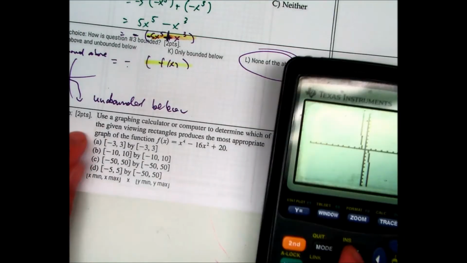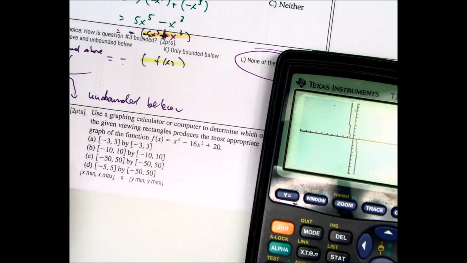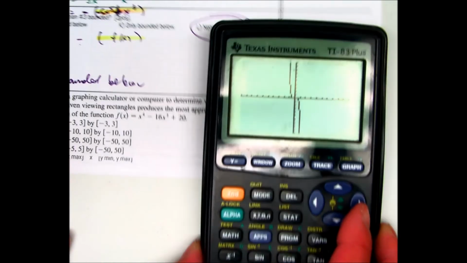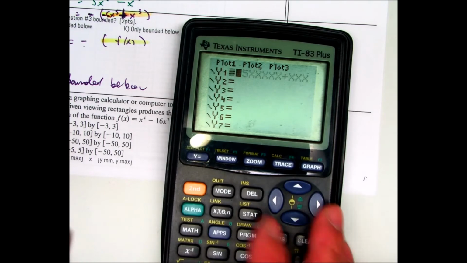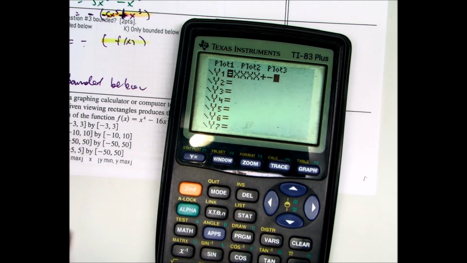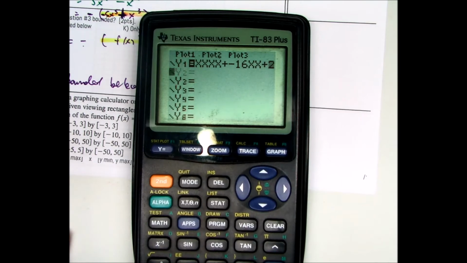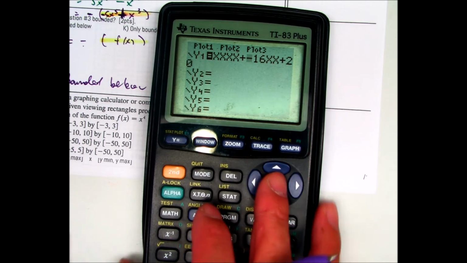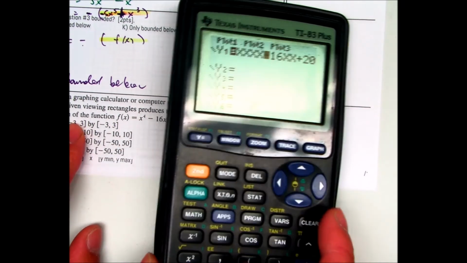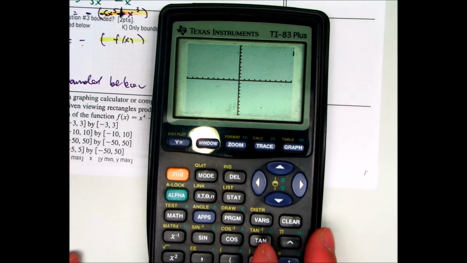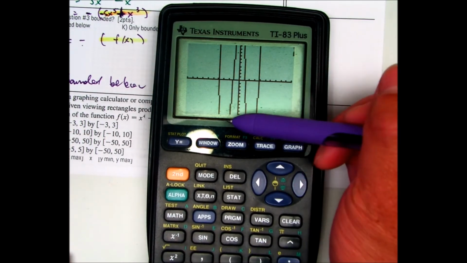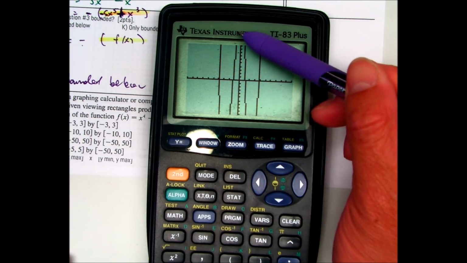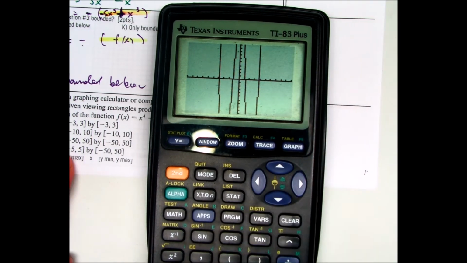And the last problem, use a graphing calculator or computer to determine which of the given viewing windows produces the best graph. So we'll put that into my calculator. X to the 4th minus 16x squared plus 20. Zoom 6. Whoops. What happened there? That should be a minus, so delete that. Alright, let's graph it. Notice here we can't see the minimums, and we can't see a local maximum there. So I'm going to zoom out. And if you check all of these, you'll notice that the best one is probably going to be D.